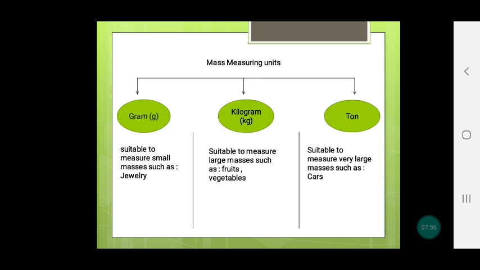Kilogram is suitable for measuring large masses, such as what? Such as fruit, such as vegetables. So when I buy some fruits, I know their masses by kilogram. Yes. And what tool can I use to measure the mass of fruit? Yes, it's the common balance. Excellent. The final unit in the mass measuring units is the ton. Ton is suitable for measuring very large masses such as cars.